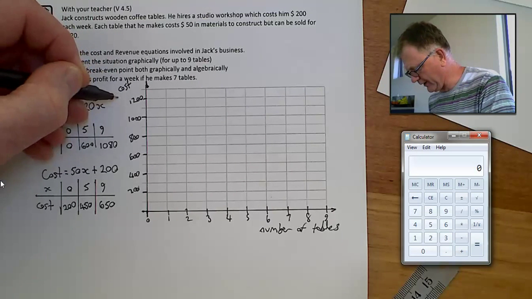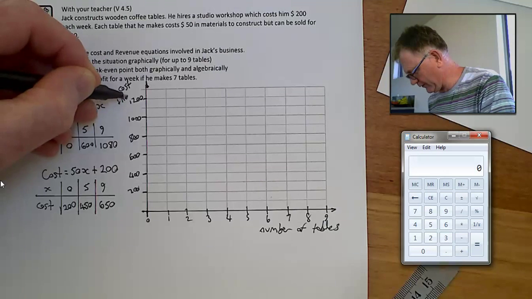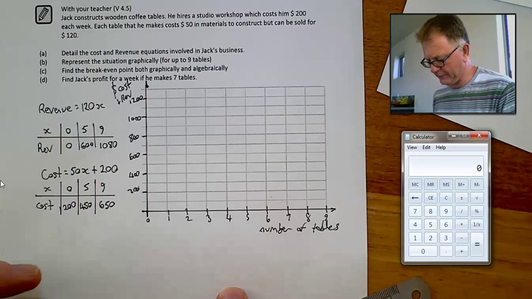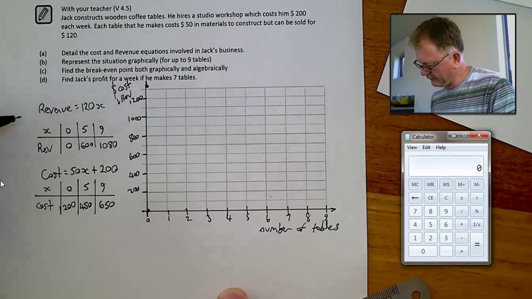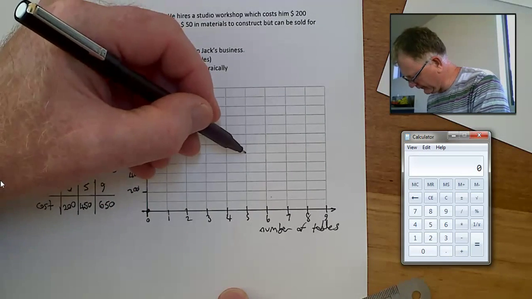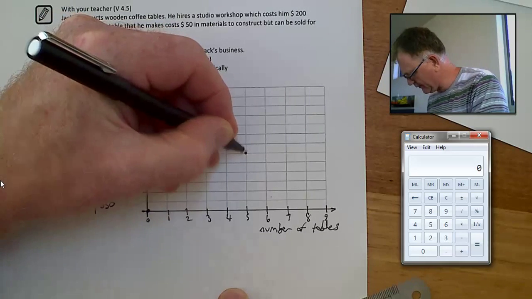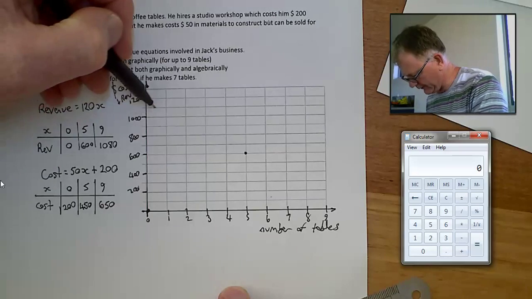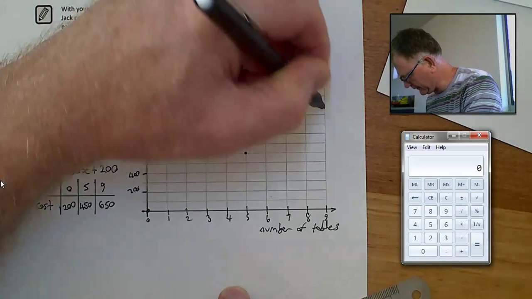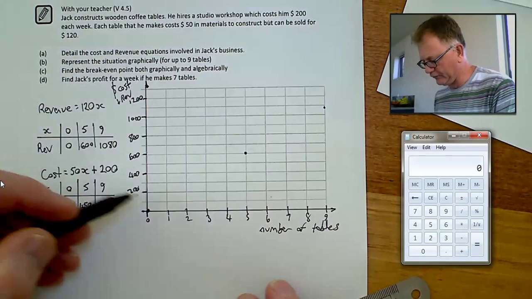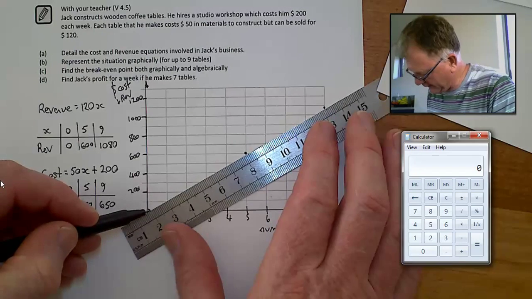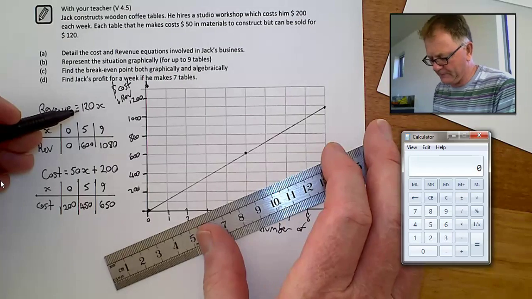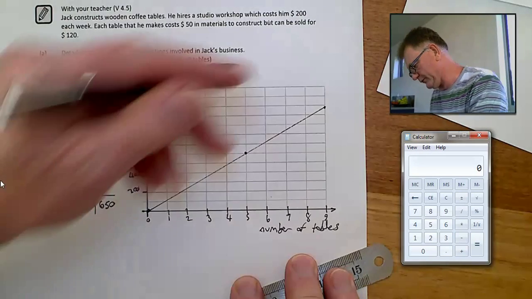This is the cost and revenue in dollars. Okay, let's graph the revenue line. The point (0, 0) is on there. The point (5, 600) is on there. And the point (9, 1080). That's nearly 1100, isn't it? So there's (15, 1800). Now that should be a straight line. Everything in this unit's been straight lines, and it's got the equation of a straight line. That's revenue.